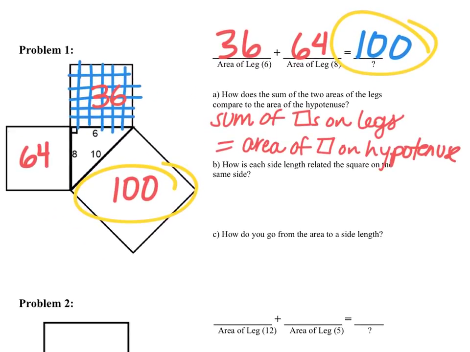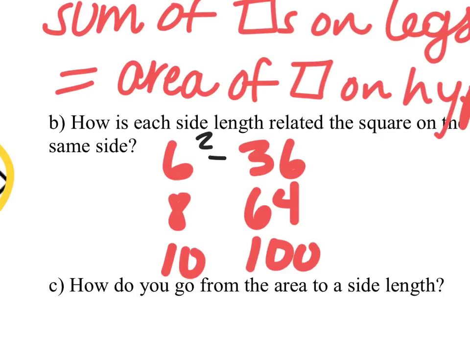Okay, let's answer these next 2 questions. How is each side length related to the square on that same side? So we're going from the side length to the square. So 6 to 36, 8 to 64, and 10 to 100. Riley, how do I go from 6 to 36? Yep, 6 squared is equal to 36. William Landreth, how do I go from 8 to 64? Square it. Brian, how do I go from 10 to 100? 10 squared. Okay.